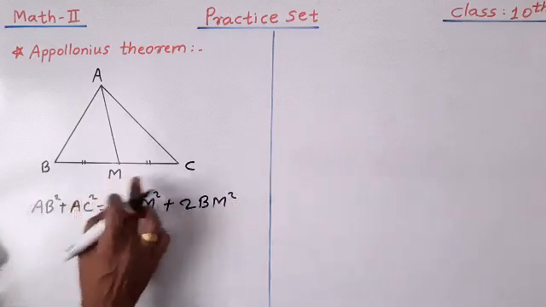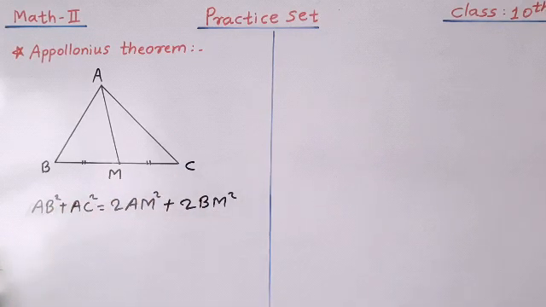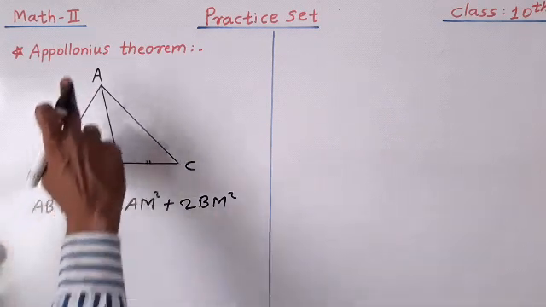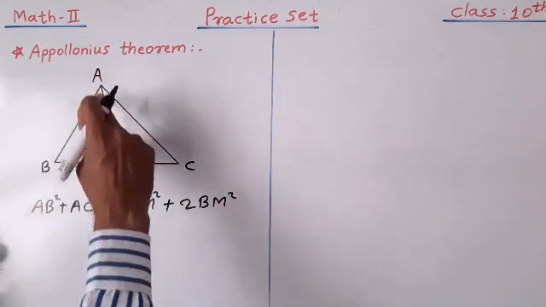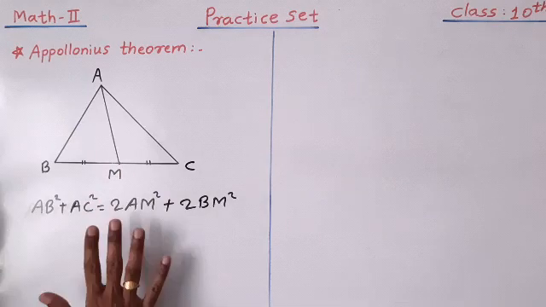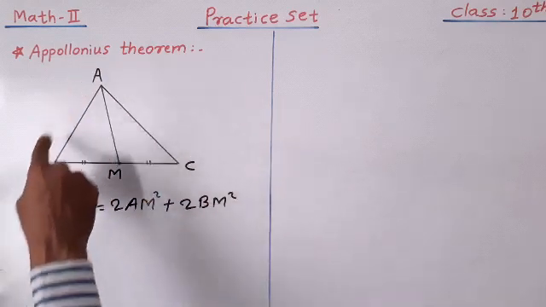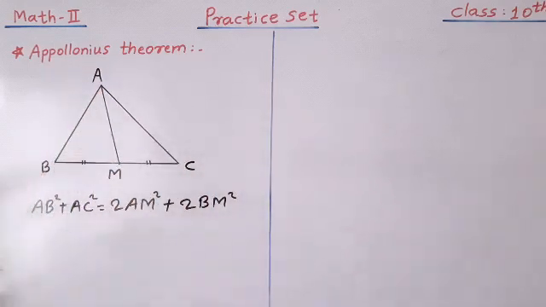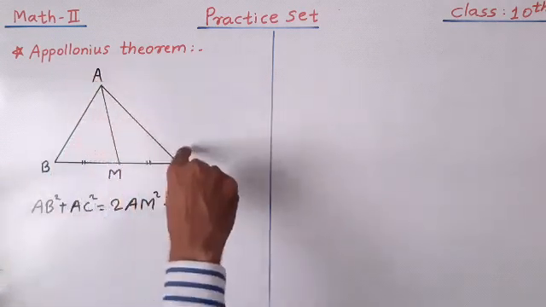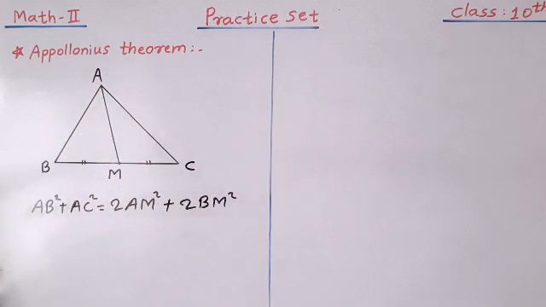Now as BM and CM are congruent, you can write CM also in place of BM. Means in another way, you can also state this theorem as AB square plus AC square is equal to 2AM square plus 2CM square. You have to remember this theorem just by the movement of the fingers like this. See, 1, 2, 3 and 4 is AB square plus AC square is equal to 2AM square plus 2BM square.